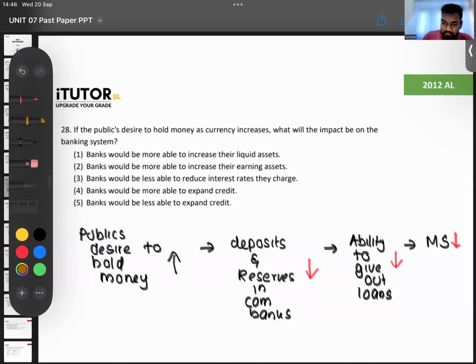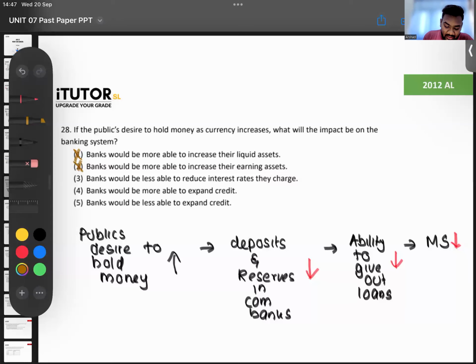Answer number one: banks would be able to increase their liquid assets. Liquid assets means reserves. When people keep money with them, will the bank's reserves go up? No, wrong. Banks would be more able to increase their earning assets, like loans, where they can earn interest. Will that happen? If people are keeping the money with them and not depositing, banks can't give out loans, so their earning assets will also come down.